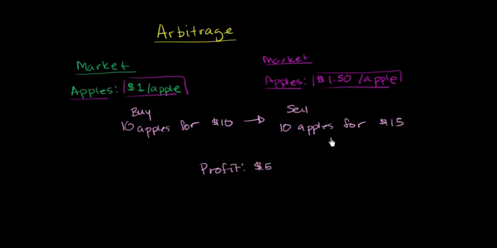And you can just keep doing that over and over again. On every trip, as many apples as your bicycle can carry, you'll just continue to make money. And so this is what arbitrage is.